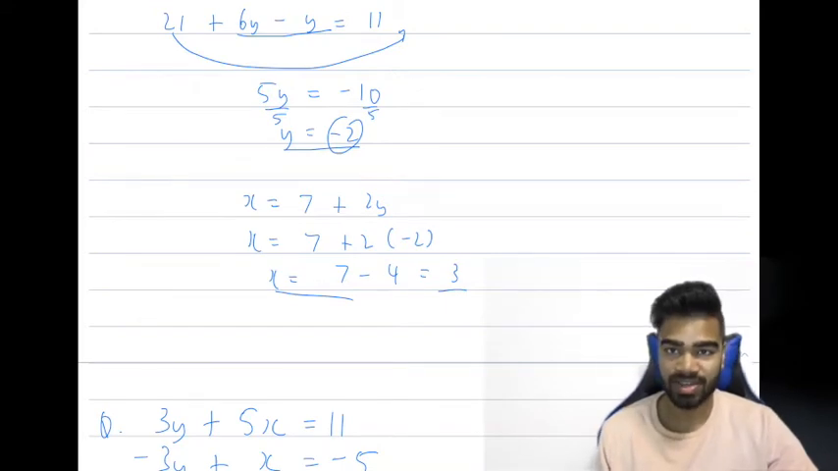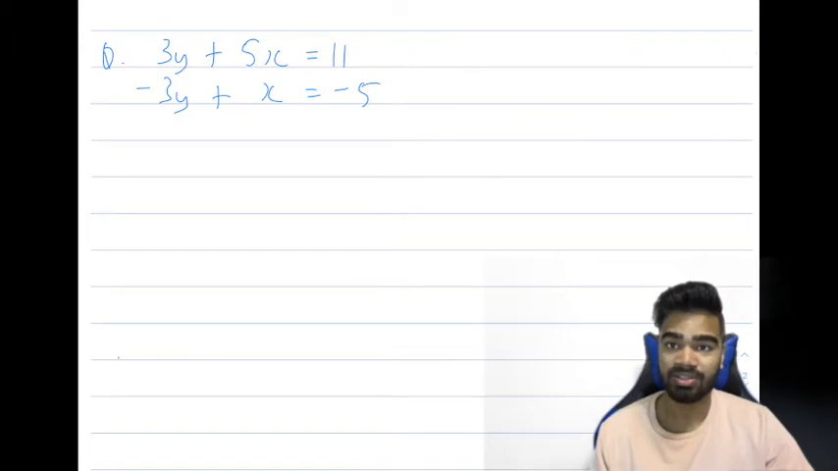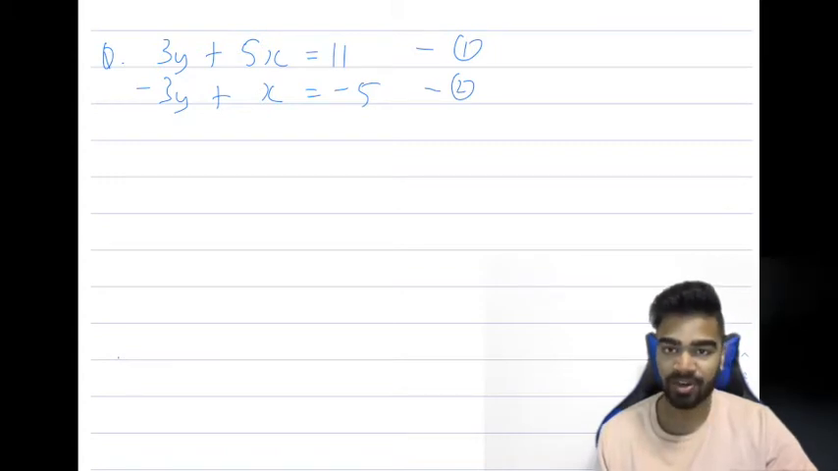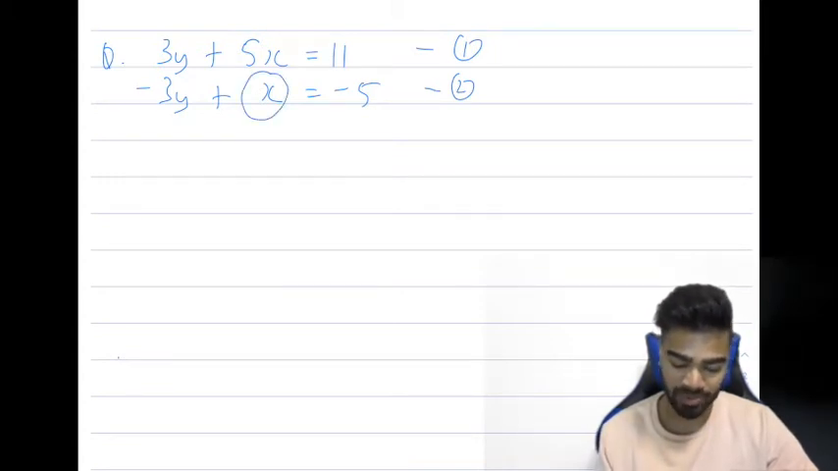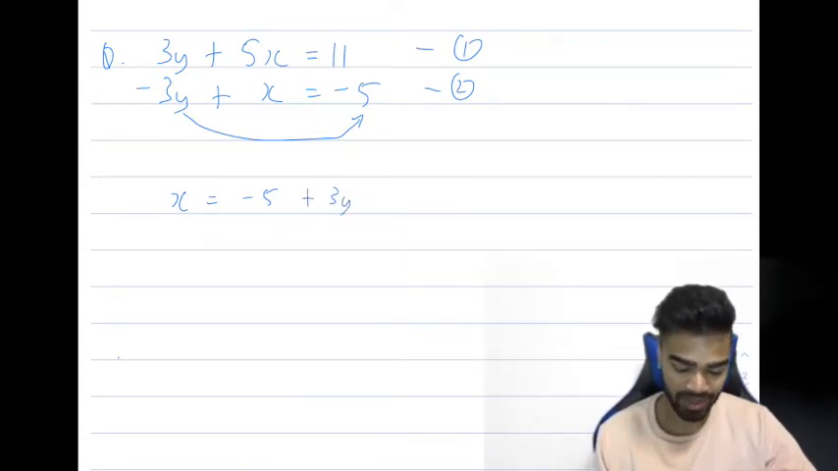Okay, if you don't understand, don't worry, we'll do another question. Again, using substitution, we have to get a variable by itself. Now, which equation, equation number 1 or equation number 2, is easier to get a variable by itself? Well, probably this one, because you see that x is by itself. So all I have to do is take 3y to the other side. So then I can say x is equal to negative 5 plus 3y. Okay, so I rearranged equation number 2 still.